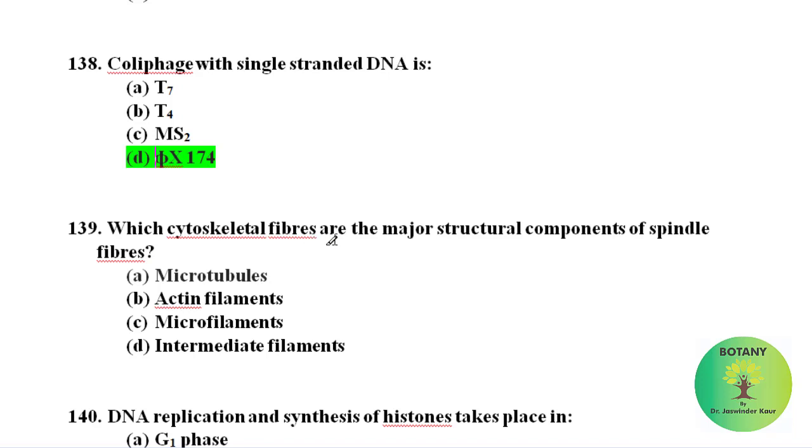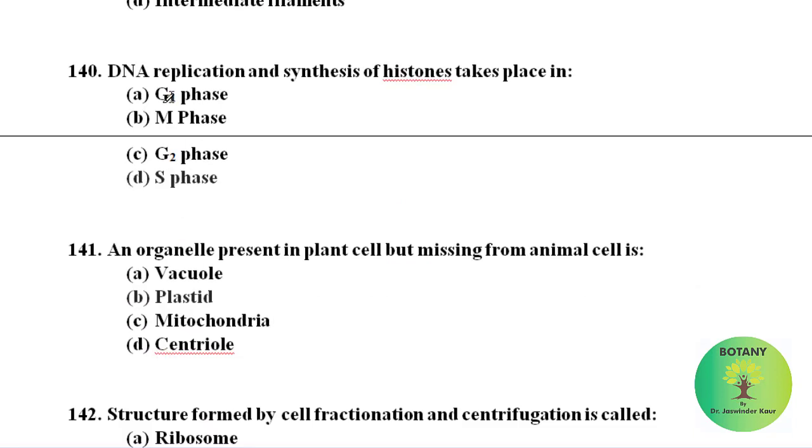Which cytoskeletal fibrils are the major structural components of spindle fibers? Microtubules are the cytoskeletal fibers that are the major structural components of the spindle fibers. DNA replication and synthesis of histones takes place in the S phase, that is the synthesis phase of the cell cycle. An organelle present in plant cell but missing from animal cell: these are the plastids that are present only in plant cell and absent in animal cell.